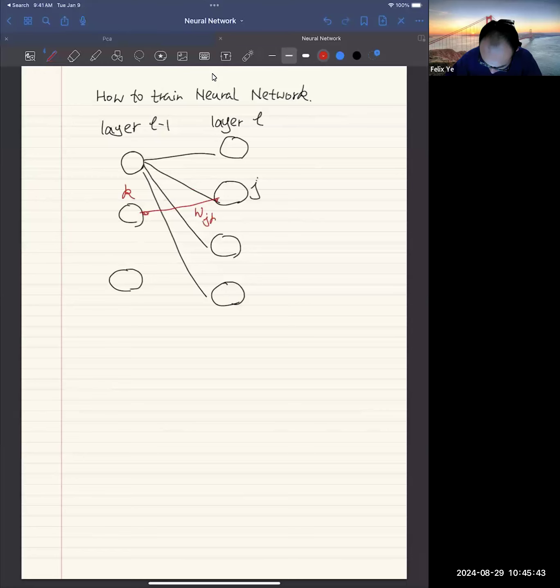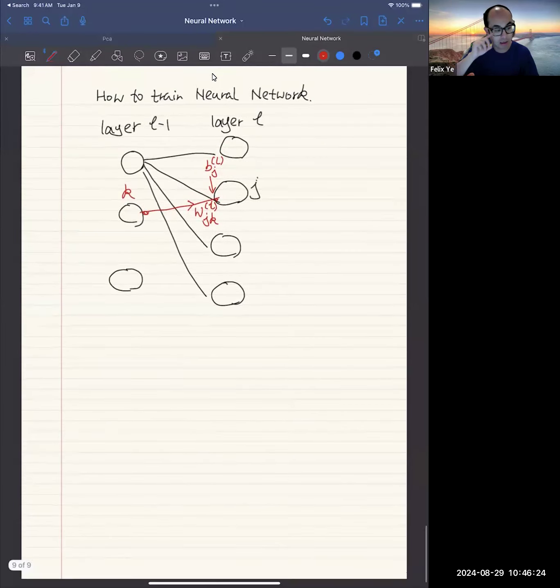WJK. I'm going to denote it like WJK of L. And I have an additional bias term, which is BJ of L, right? Basically, this is the contribution coming from the neuron K in the layer L minus one to the neuron J in the layer L.